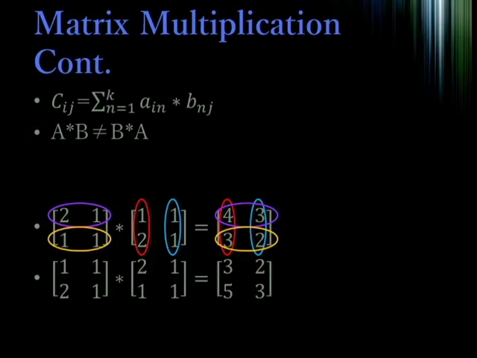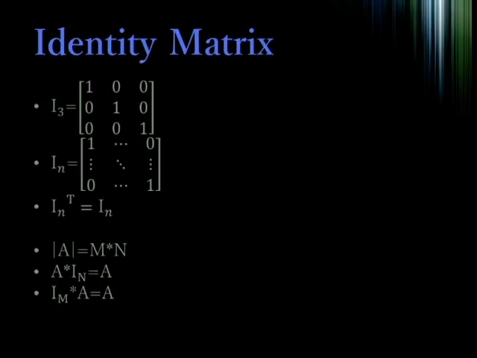Moving on, we can create what's called an identity matrix, usually denoted with an I and then a number. And this will be an n by n matrix with all zeros except for ones along the diagonal. The identity matrix has some properties that are useful to us. If we take the transpose of the identity matrix, we'll get the same identity matrix back.